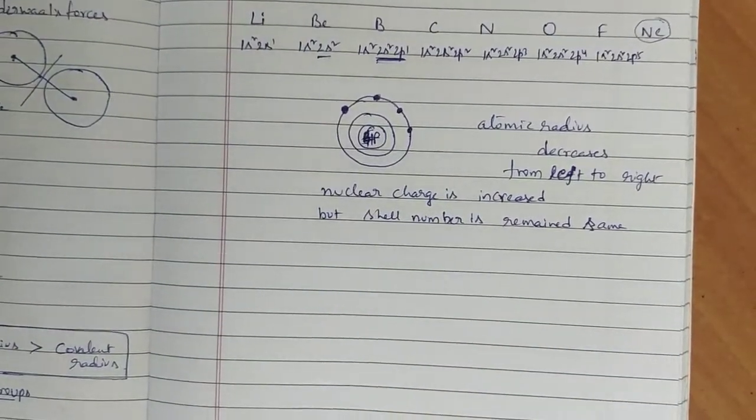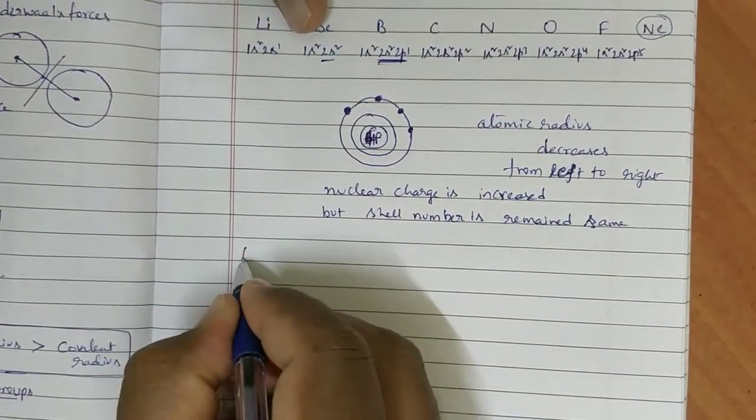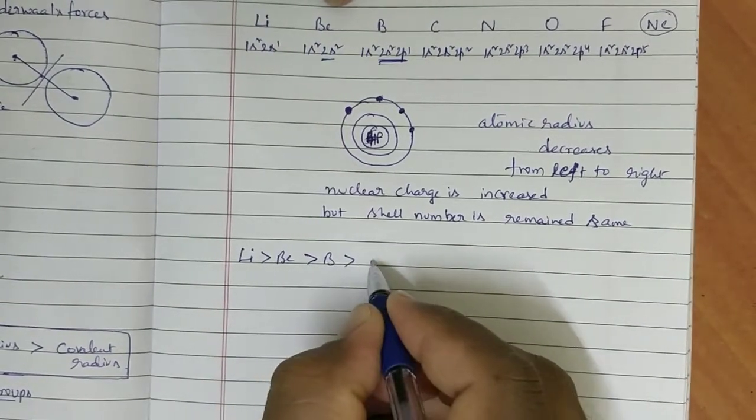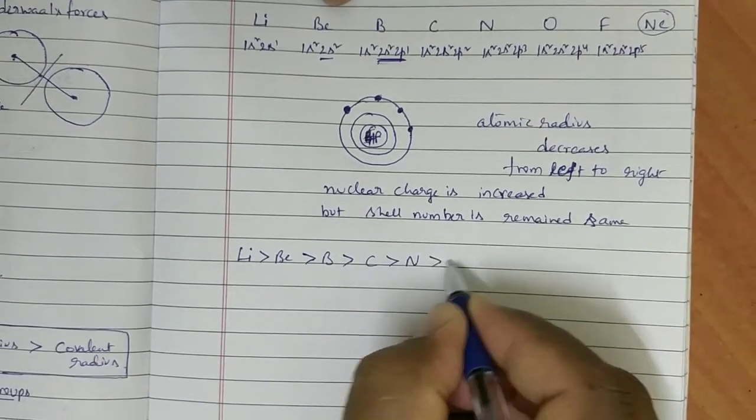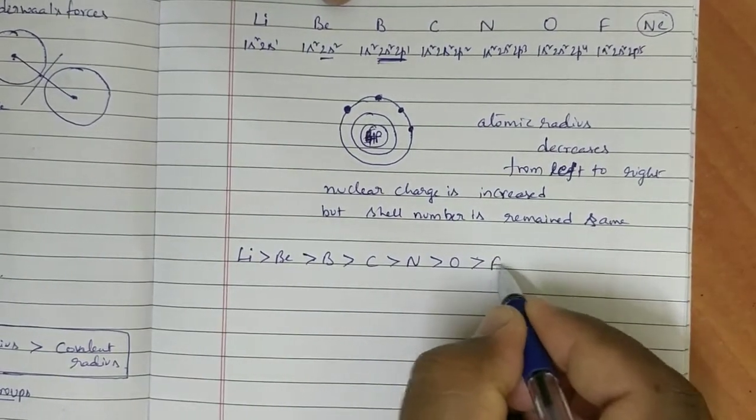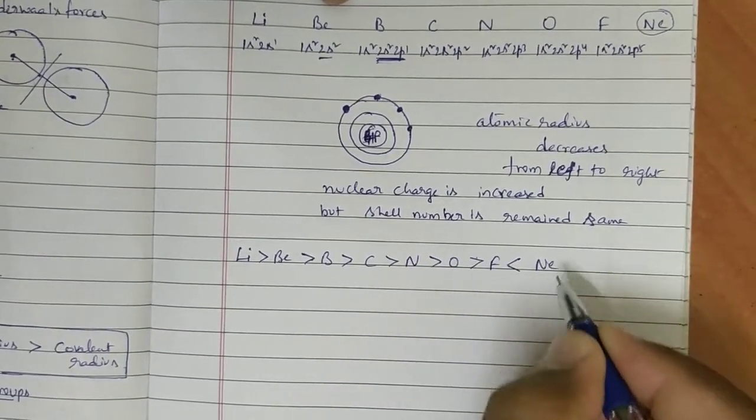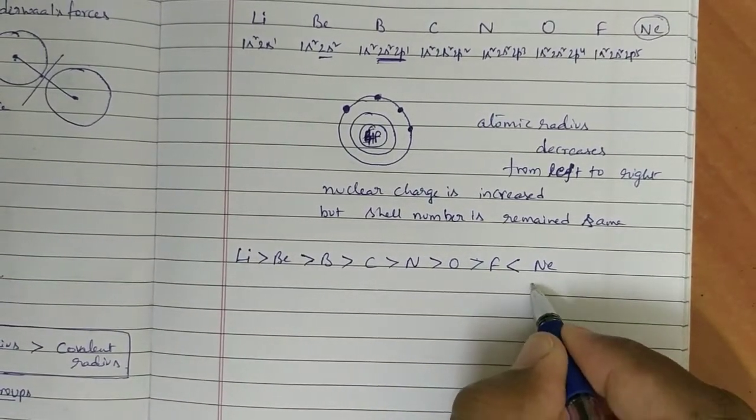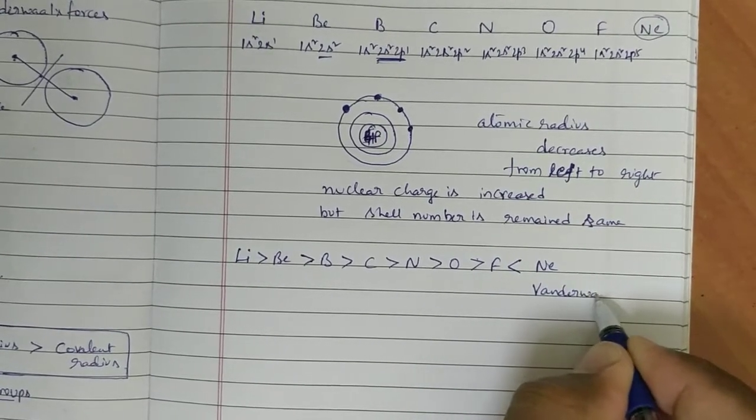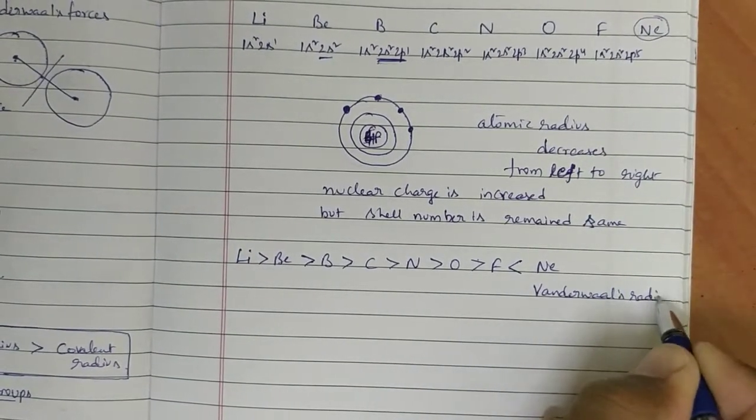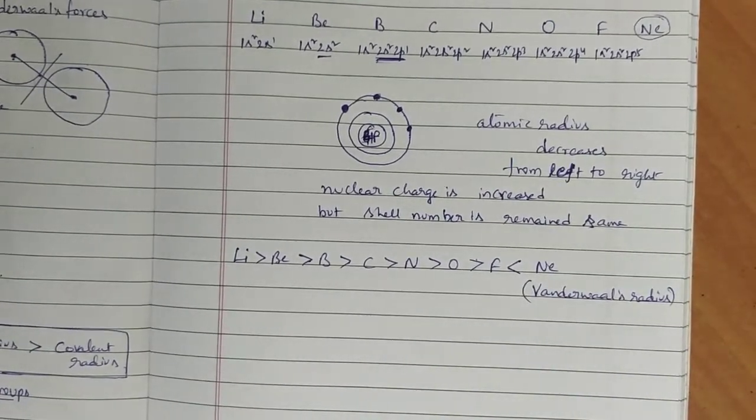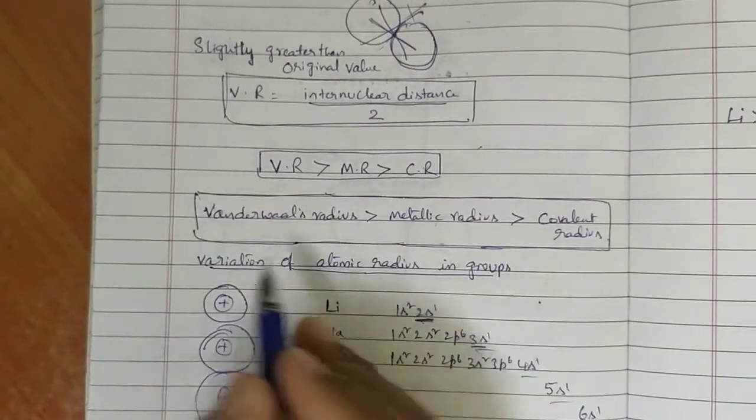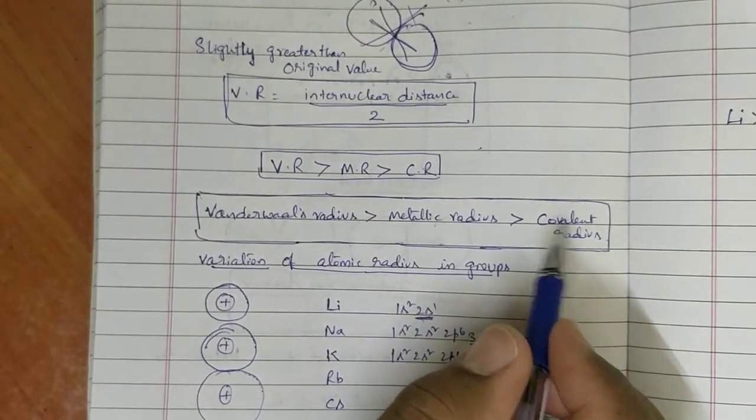Now, what is the order of the atomic radius of these elements? Lithium is greater than beryllium, beryllium is greater than boron, boron is greater than carbon, greater than nitrogen, greater than oxygen, greater than fluorine, but fluorine is less than neon. Why? Neon is an inert gas. In neon, we consider the van der Waals radius. Van der Waals radius is greater than metallic radius. Metallic radius is greater than covalent radius.